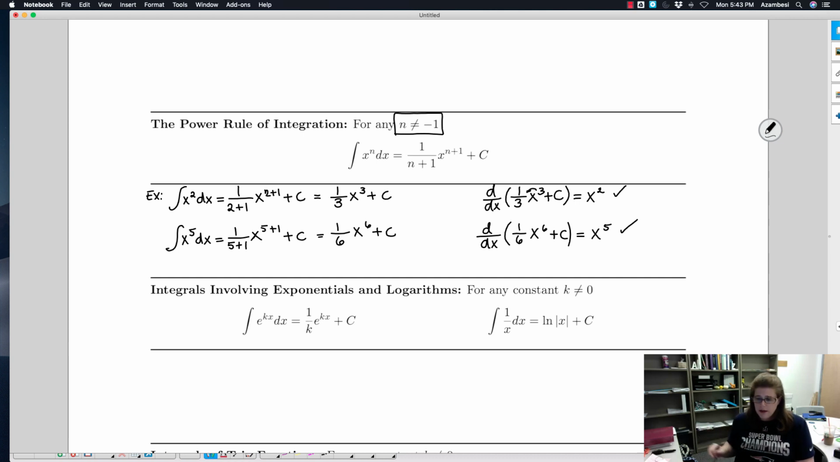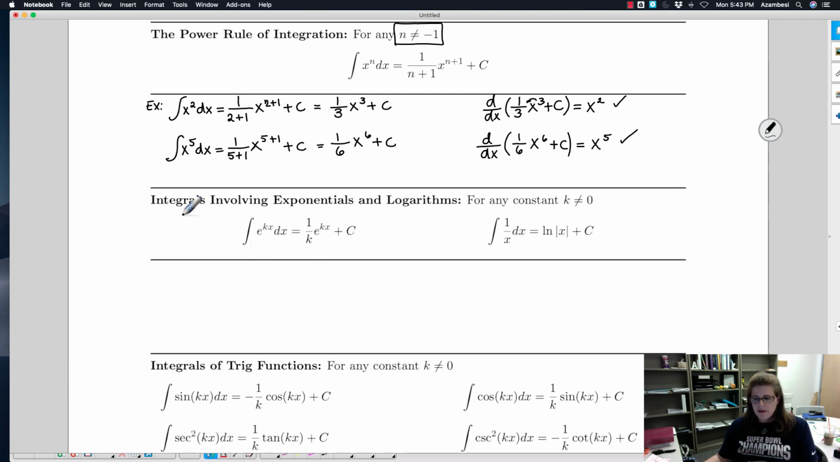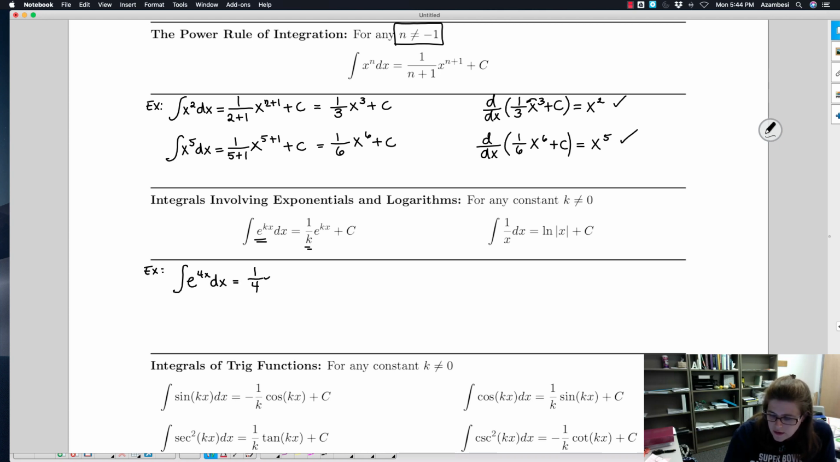Now we can work with e to the x as well. So if I am looking for an integral involving exponentials and logs, if we're taking the integral of e to a constant times x, then we get 1 over that constant, e to the kx power plus c. So for example, if I wanted to find the antiderivative of e to the 4x dx, then it's equal to 1/4 e to the 4x plus c.